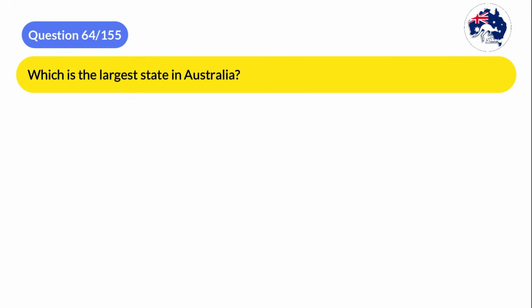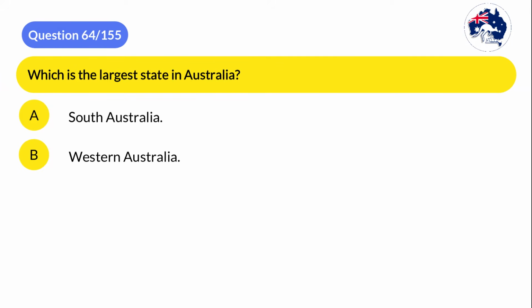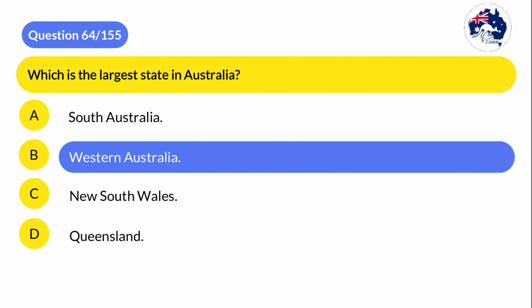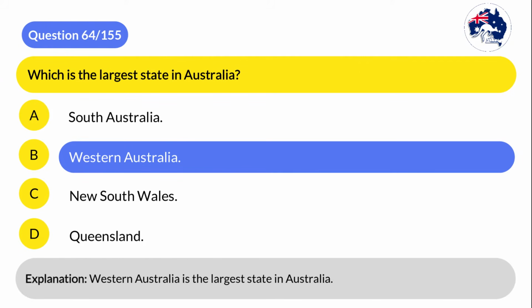Question 64. Which is the largest state in Australia? A. South Australia. B. Western Australia. C. New South Wales. D. Queensland. The correct answer is B. Western Australia. Explanation: Western Australia is the largest state in Australia.